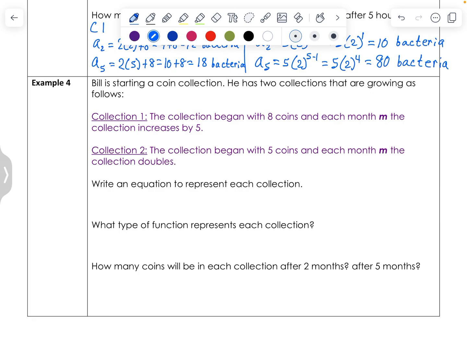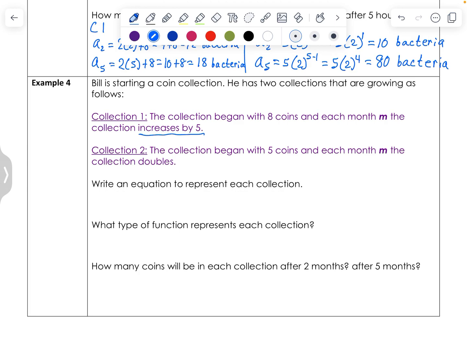Okay, let's go on to our last problem here. Bill is starting a coin collection. He has 2 collections that are growing as follows. The collection began with 8 coins, and each month the collection increases by 5. Again, we got that increases by 5, so that's likely to be arithmetic since it's consistently the same difference between the two. And then the second collection began with 5 coins, and each month it doubles.